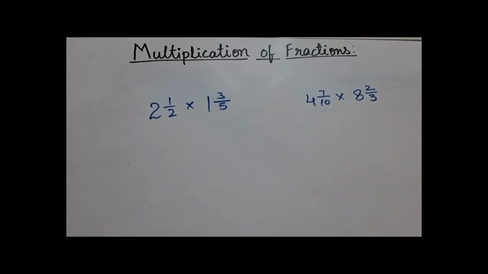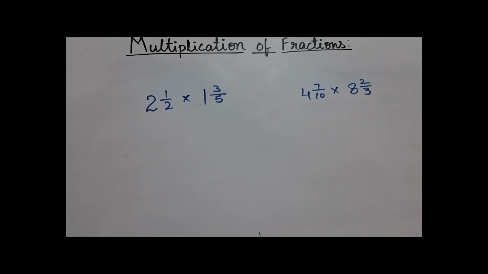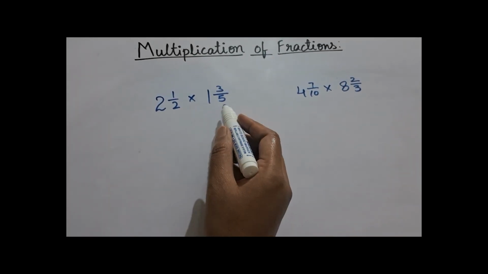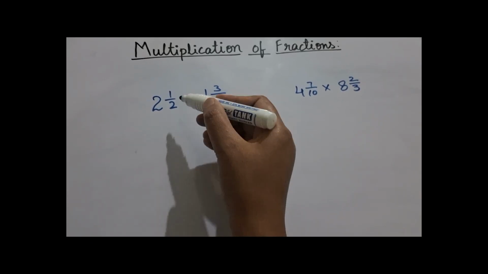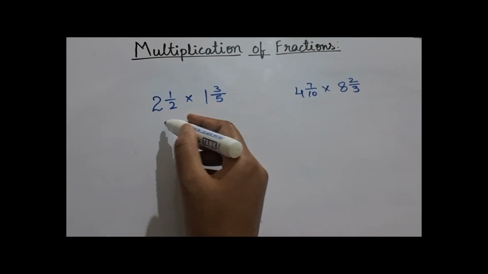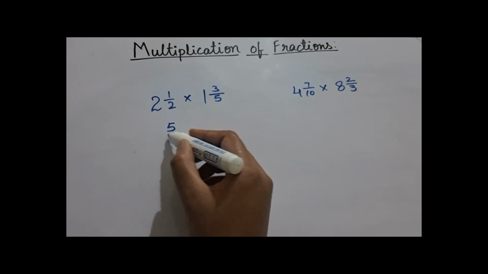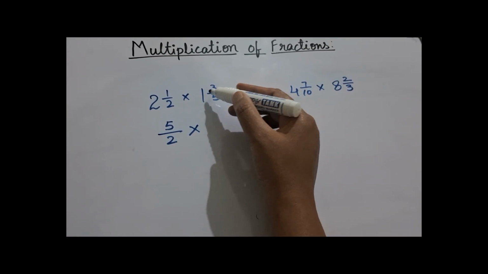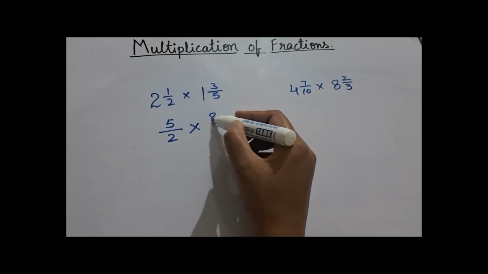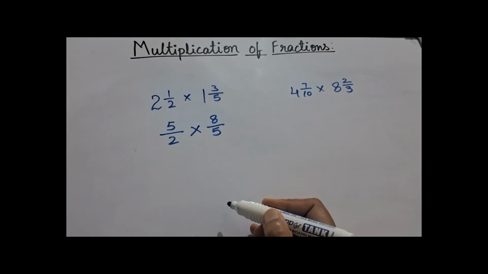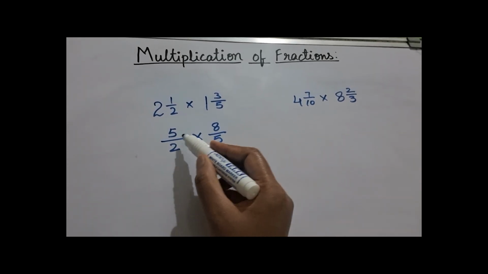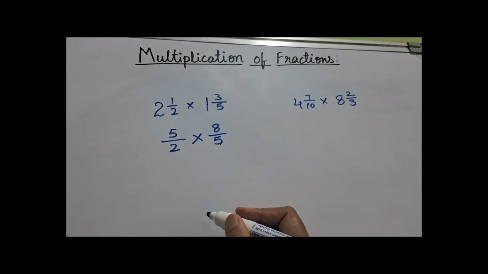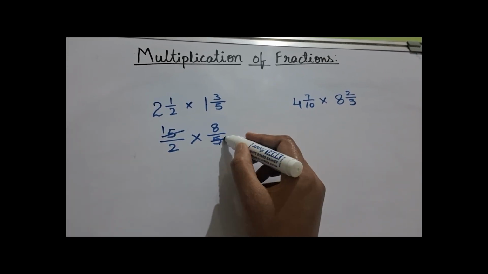Let's take another example, children. Here the multiplication of two mixed fractions. We need to convert these mixed fractions to improper fractions, children. 2 multiplied by this 2 is 4, 4 plus 1, 5. So this becomes 5 by 2. And this mixed fraction, 5 into 1, 5 plus 3, 8. 8 by 5. Okay, children. Now here we can see that one numerator and one denominator are cancelling with 5. So 5 ones are, 5 ones are.